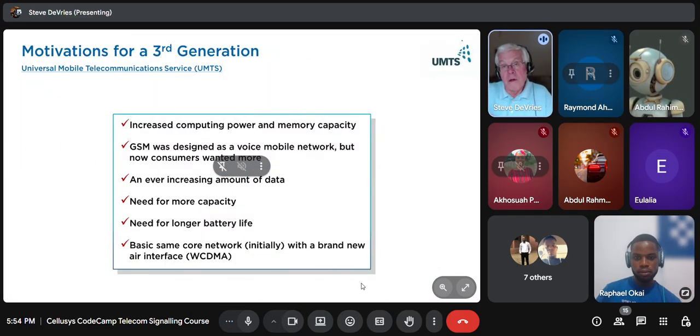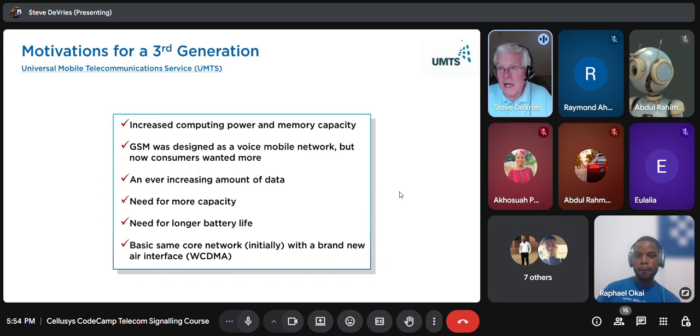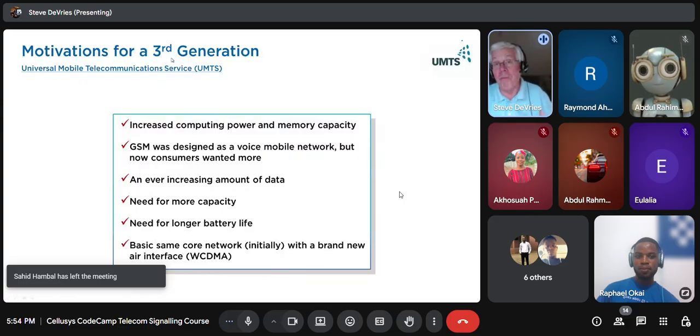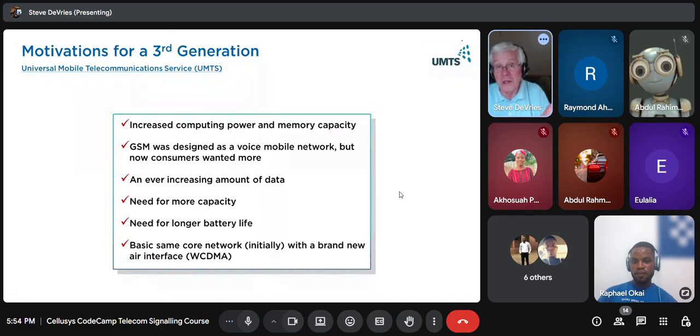Now, it's getting to be the turn of the century. It's now the late 90s. We not only have a new century, we have a new millennium. We have a new everything. This is 1999, and things are moving. Well, there was motivation to upgrade to another generation, and that generation was called UMTS, Universal Mobile Telecommunications Service. Okay, UMTS. And what was the reason for it?